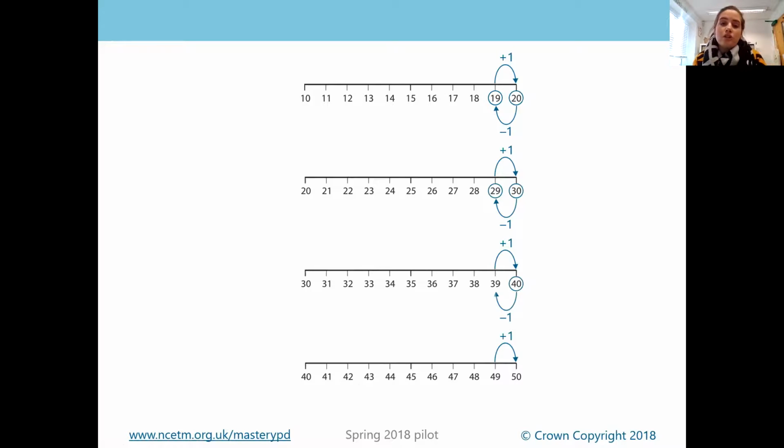1 less than 30 is 29. You can use those sentences. It's really powerful to use that language. 1 less than 40 is 39. 1 less than 50 is 49. Sometimes it's trickier to talk through those using that language. Excellent. 1 less than 60 is 59. You do the other two. Excellent stuff. 1 less than 70 is 69. 1 less than 80 is 79.